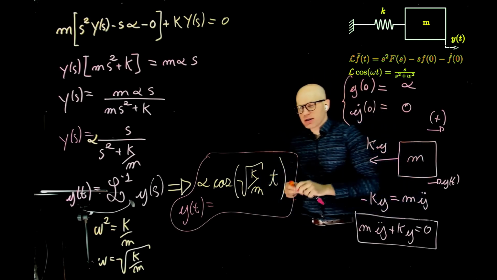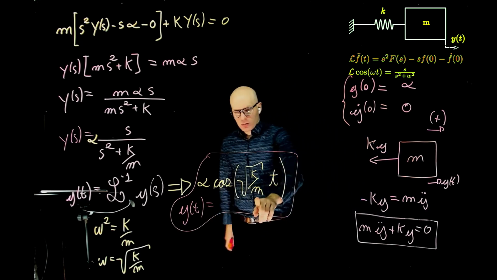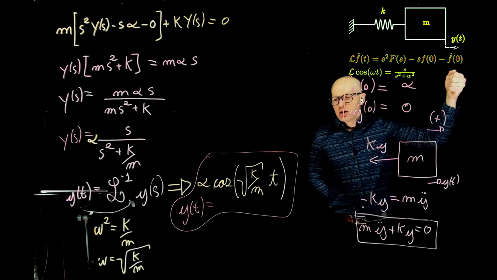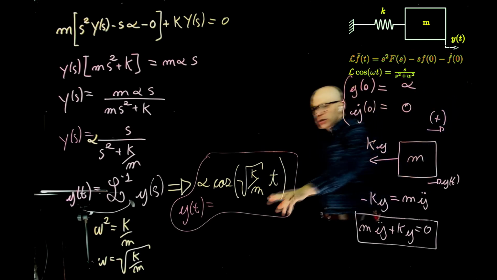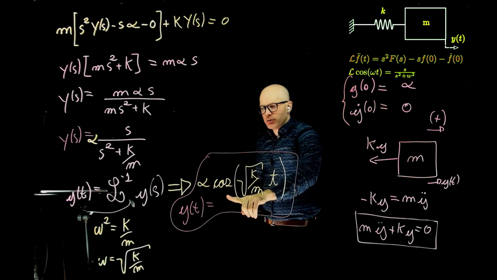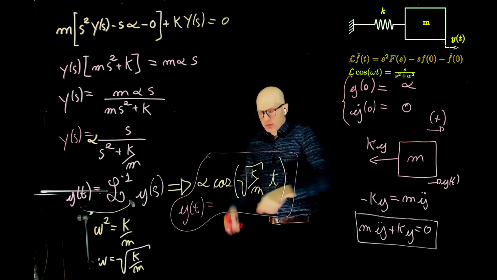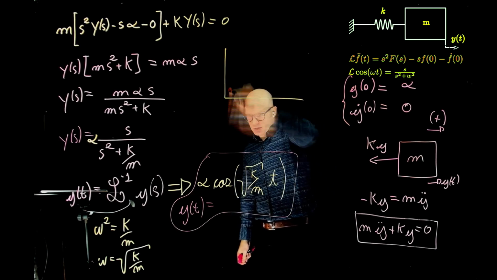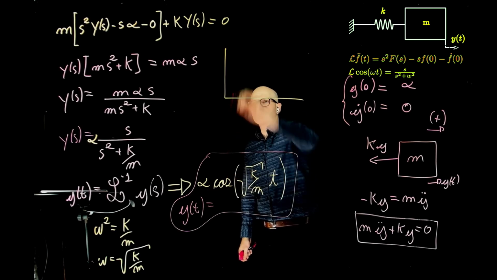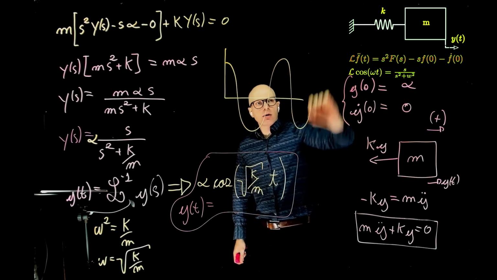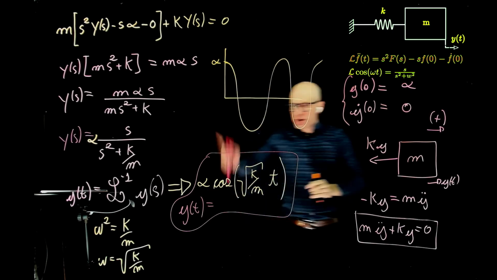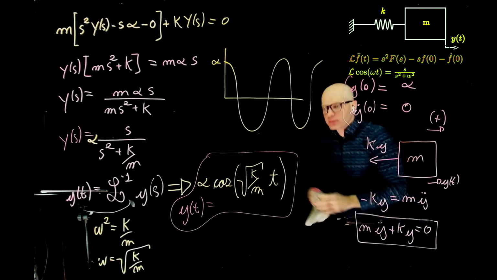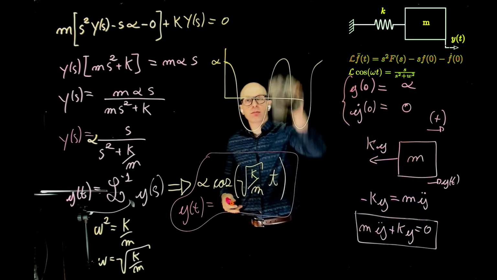Now let's think about it. Does this make sense? Let's look at this equation. We stretch this mass, this muscle, we let it go, and according to this, we have a cosine waveform that never settles. So if we plot this, we're gonna have something like the cosine of 0 is 1. So we're gonna have something like that. Magnitude is alpha, and this never settles. It just oscillates. Does it make sense physically to you?